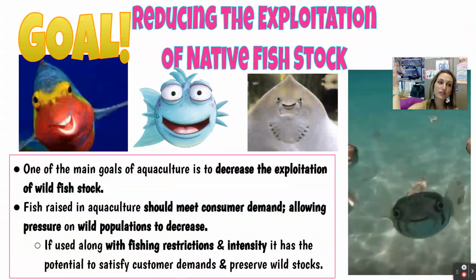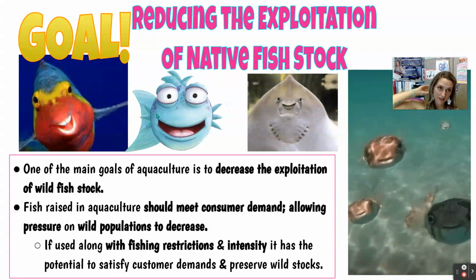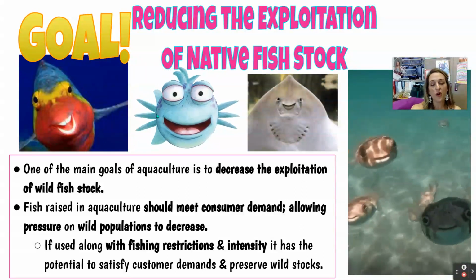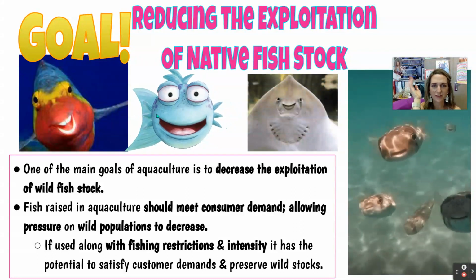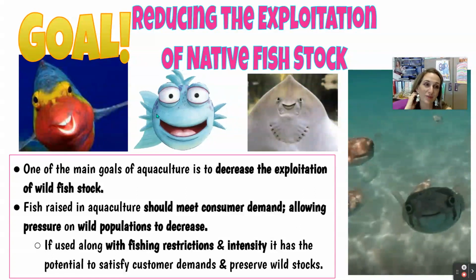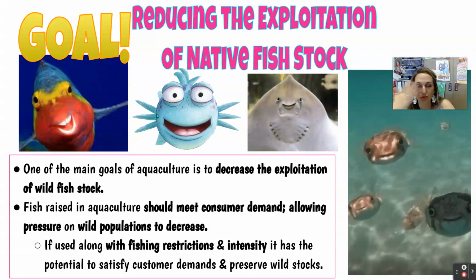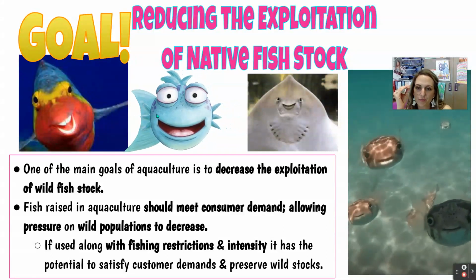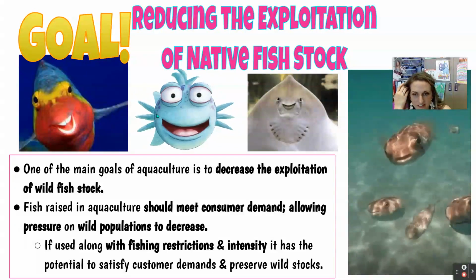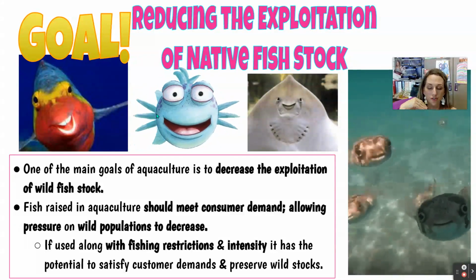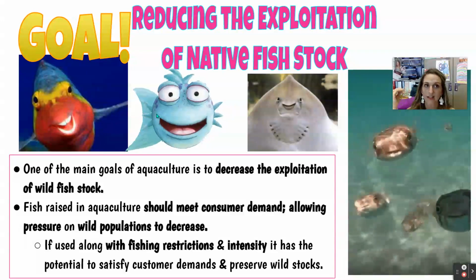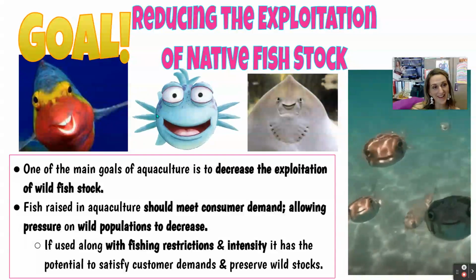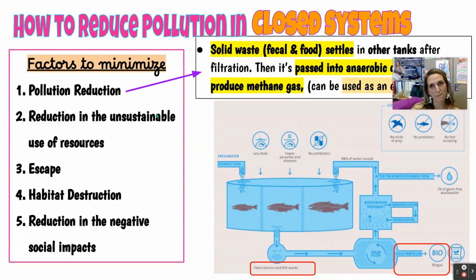So the main goal is reducing exploitation of native fish stocks while making a little bit of money on the side. Farm-raised aquaculture, I'm going to say the same thing again, should meet your consumer demands. And so there needs to be a demand for the fish you're farming. It should allow the pressure on wild populations to decrease. And if we do this with fishing restrictions and fishing intensity brought down, we do have the potential to satisfy customer demands and preserve wild stocks.